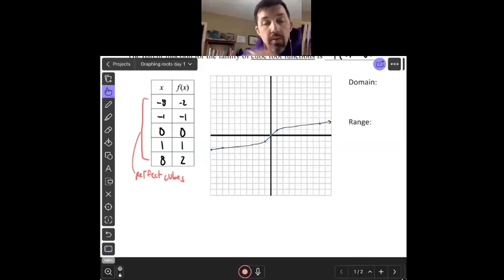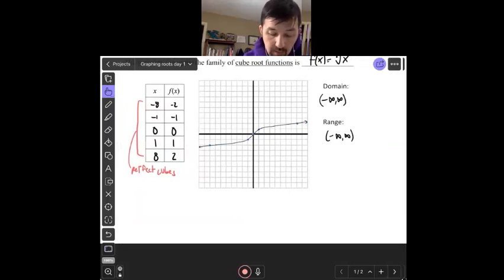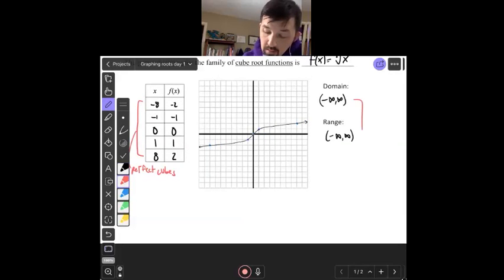Domain, right? There's an arrow on both ends, so that's our all real numbers. So negative infinity to positive infinity, left to right. Range goes down forever, goes up forever. So what's nice about that is that it's always going to be like that. It's always going to go left and right forever. It's always going to go up and down forever. No matter what we do to it, that's always going to happen. Okay? So domain and range for cube roots is actually really easy.